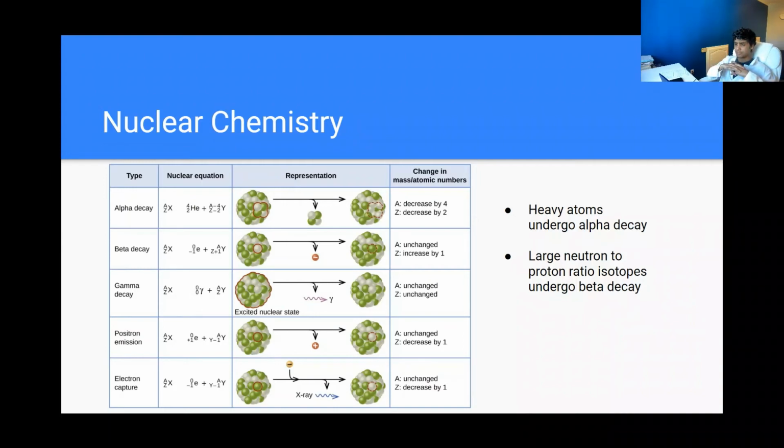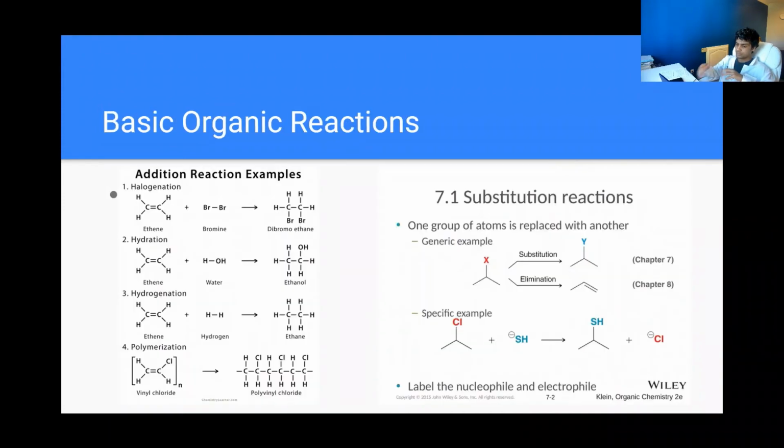And electron capture is where a proton will also lose its positiveness, because something positive plus something negative will form something neutral and will form a neutron. Now basic organic reactions, these also occur.